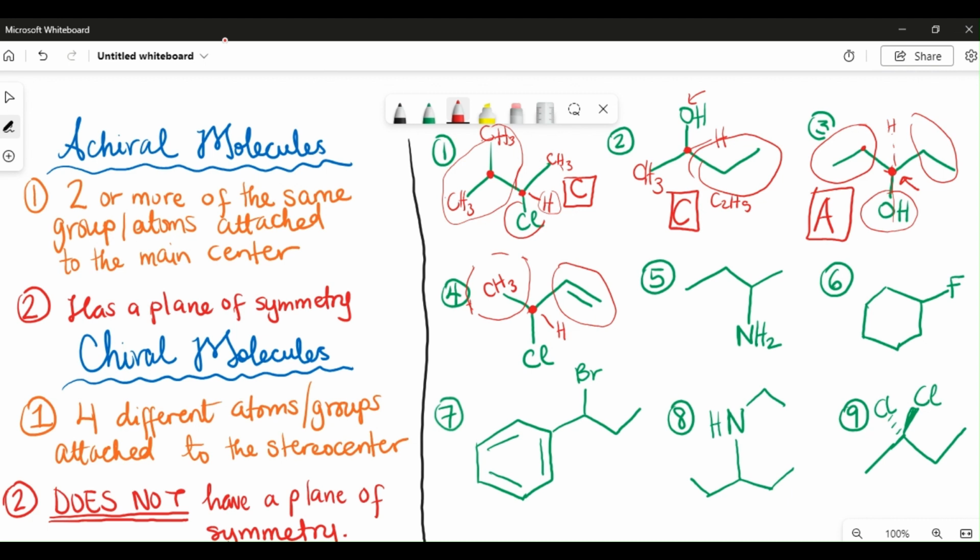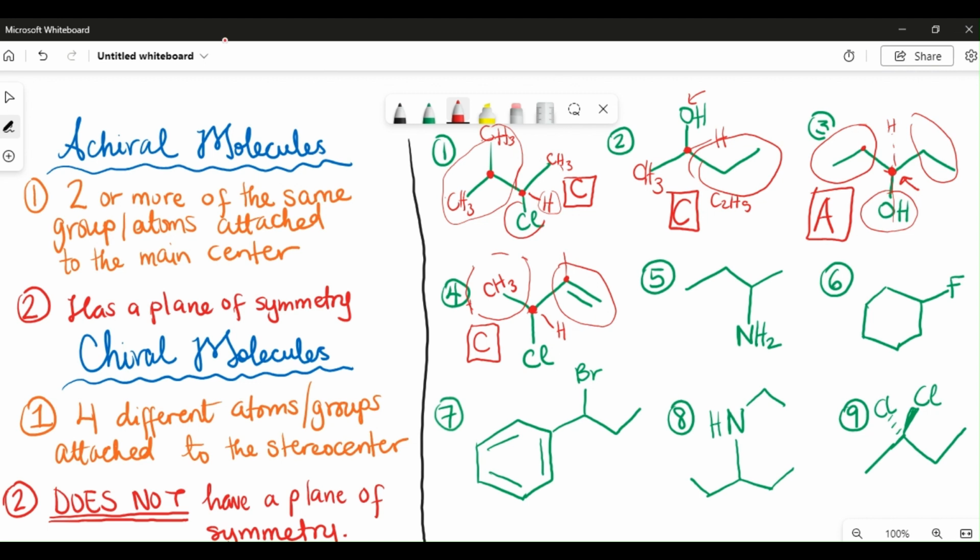So what you end up with is 4 different atoms or groups attached to the stereo center, which is this one. So that makes it a chiral molecule. If you want to go on to check this one here to see 4 different groups attached to another center, you can do that, even though I think it's a waste of time because you already know that there are 4 different groups, which makes this a chiral molecule, because all you need is just one. So even if there are multiple achiral centers and you just have one chiral center, that makes it a chiral molecule. And we have the same chiral molecule. We have a chlorine group, a methyl group, a hydrogen group, and a carbon double bonded group. 4 different groups making it chiral.